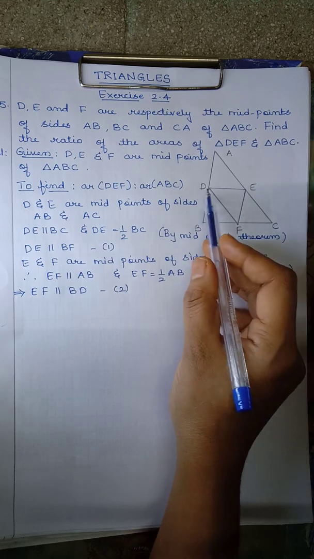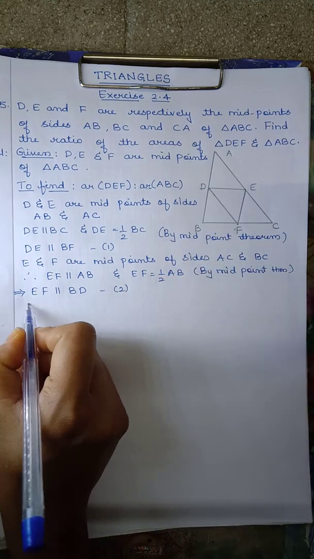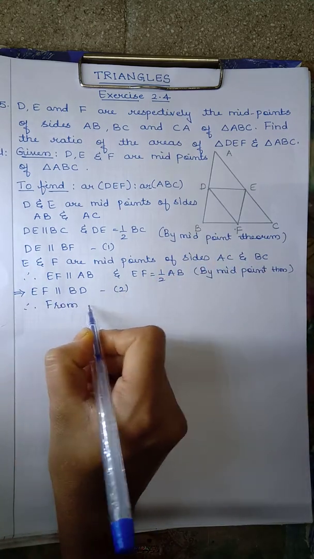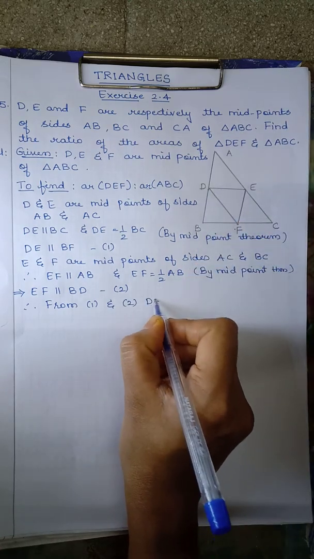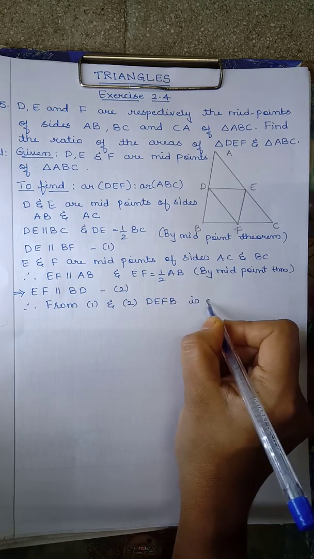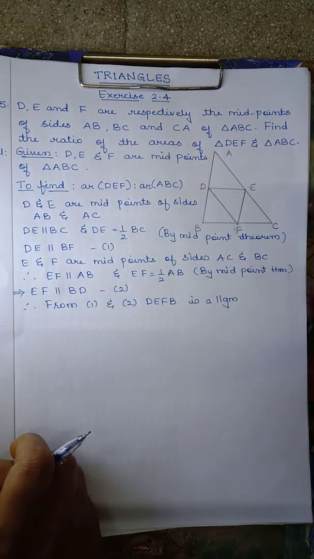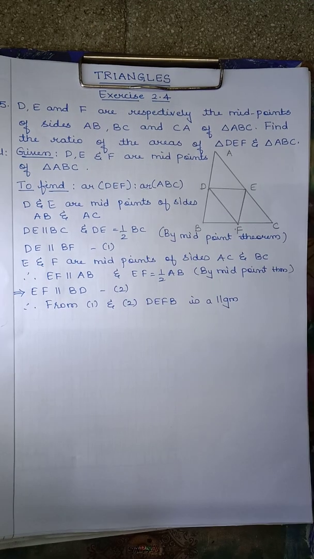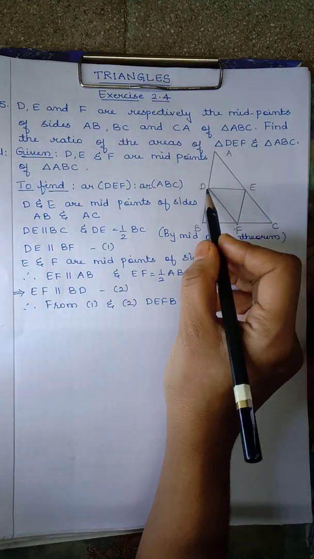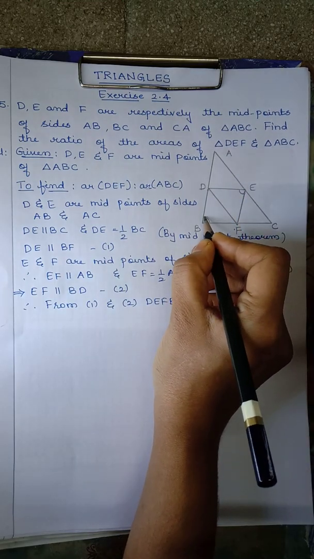Now see, in equation 1 we got DE is parallel to BF. In equation 2 we got EF is parallel to BD. Therefore, from 1 and 2, DEFB is a parallelogram. When the opposite sides are parallel, the given quadrilateral becomes a parallelogram. Now we know the property of a parallelogram: the opposite angles are equal. So angle DEF will be equal to angle B.